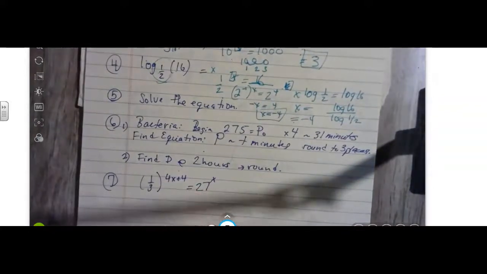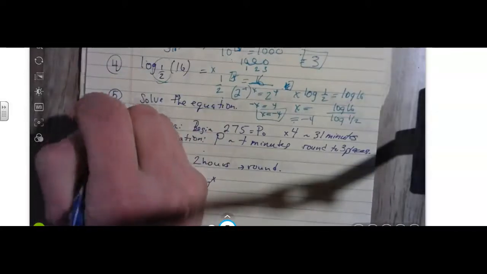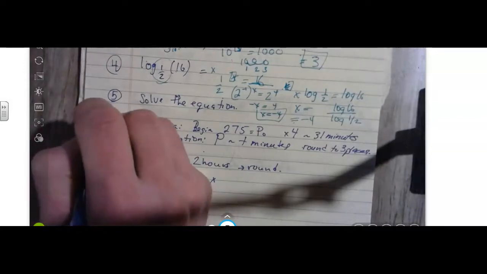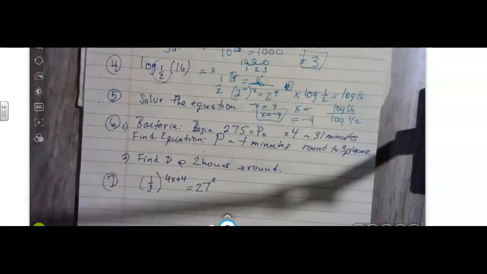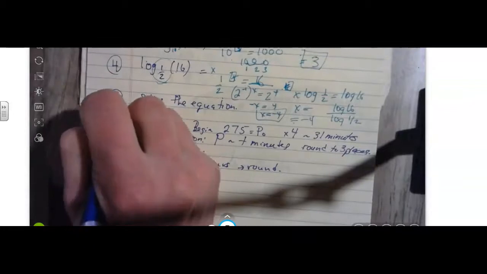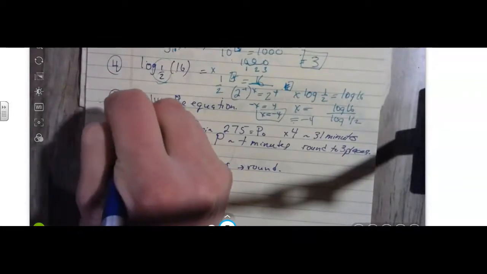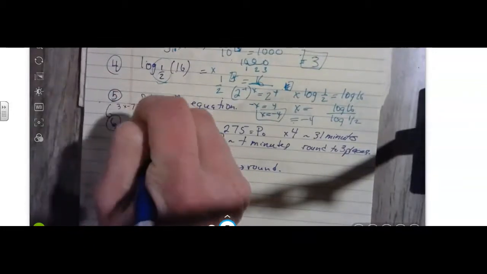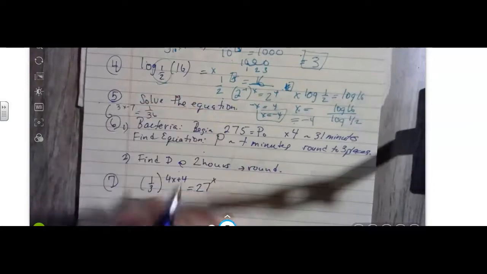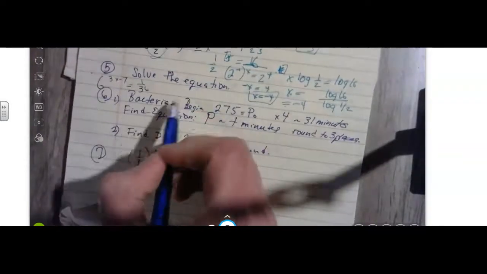Number 5 says solve the equation. Let's take a look at that one. Oh, I didn't even write the equation down. So 5 says, this one says 6 to the 3x minus 7 is equal to 1 over 36.